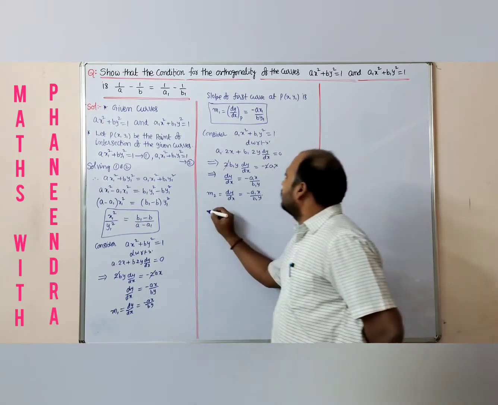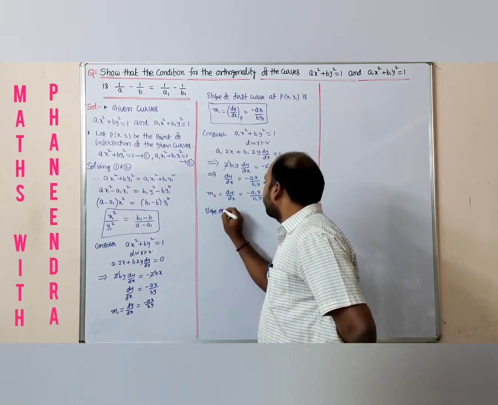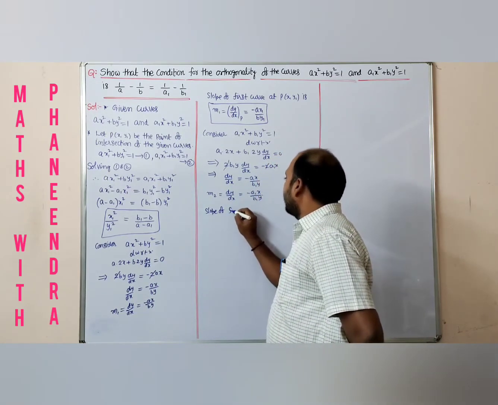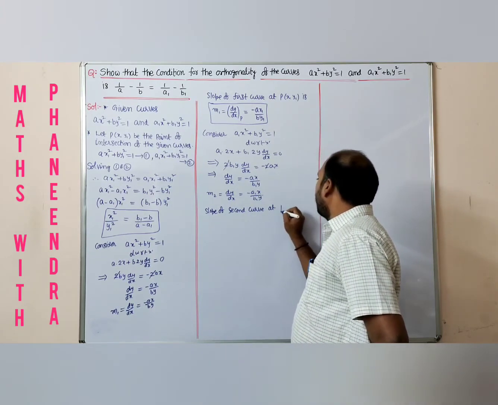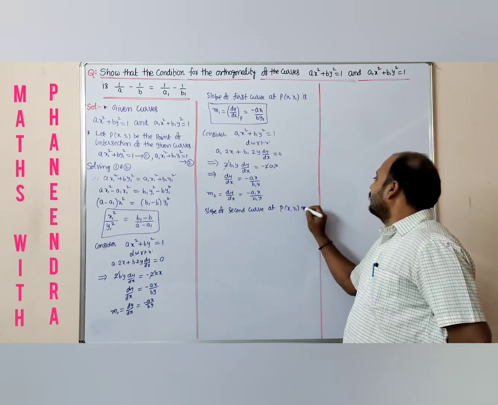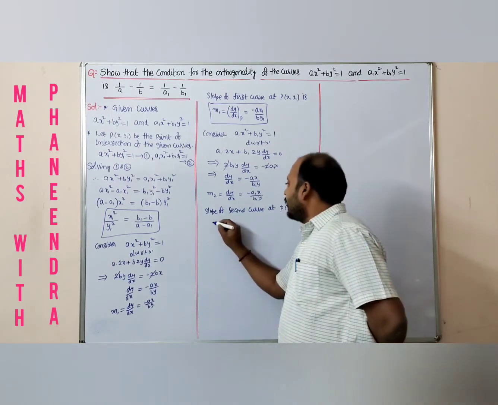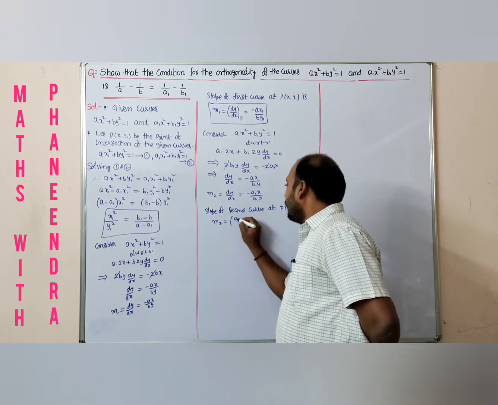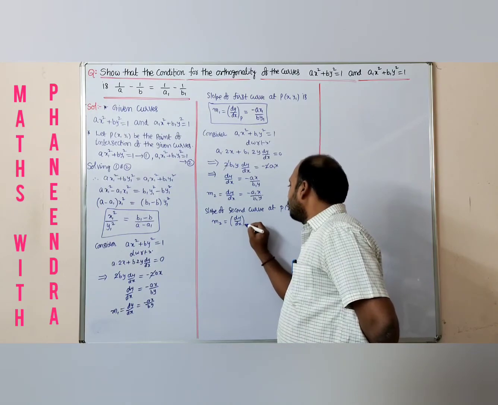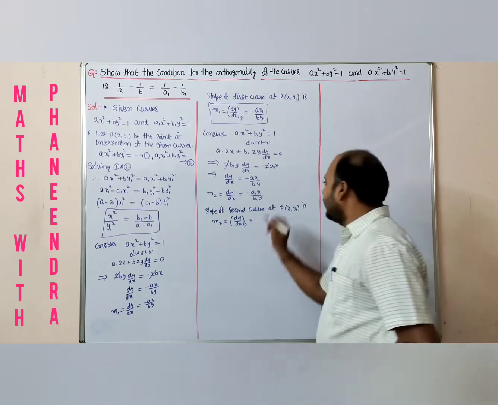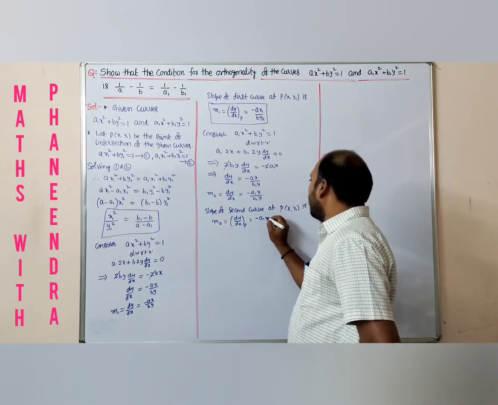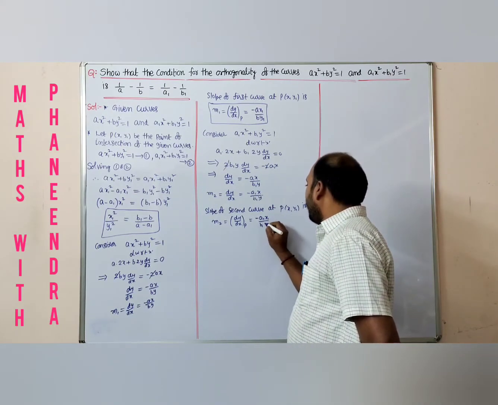Again x1 y1. Slope of the second curve at P of x1 y1 is m2 equal to dy by dx at P. So in place of x and y, substitute x1 y1, it becomes minus a1 x1 by b1 y1.